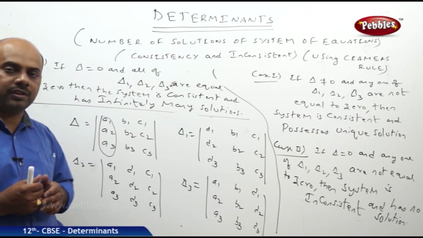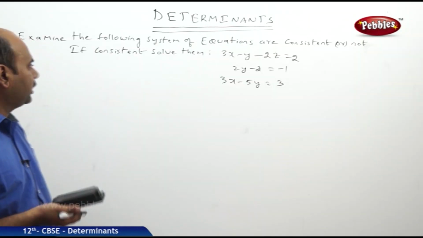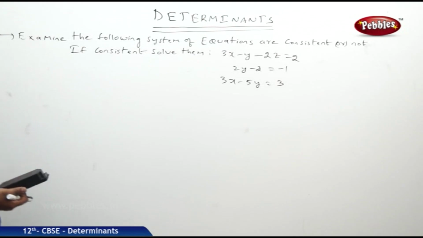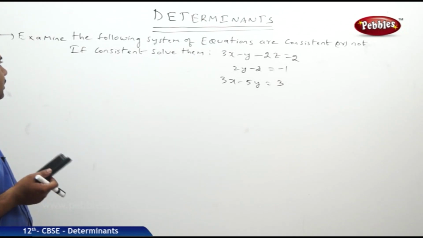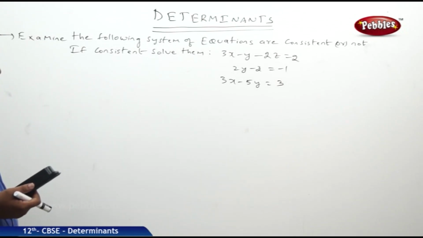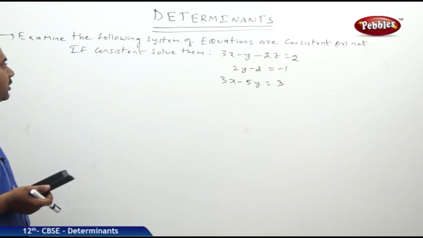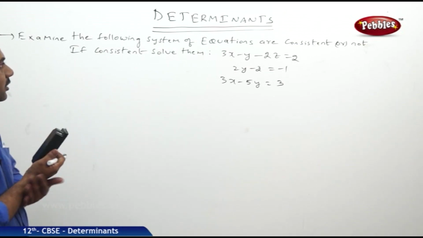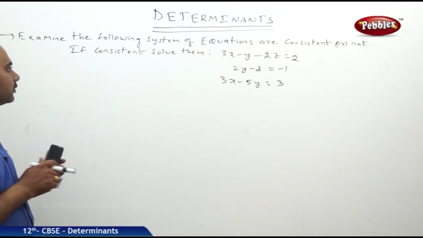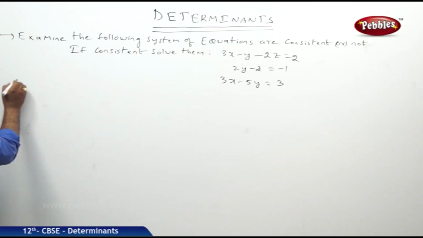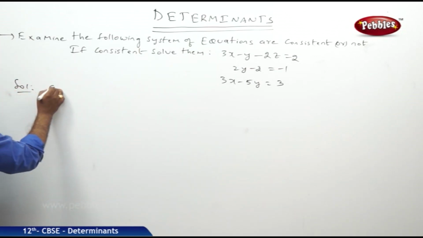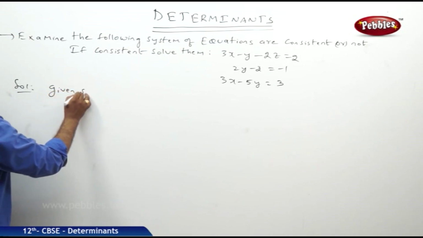Now we shall start doing a problem. Right? Now we will be solving a problem. The problem goes like this: examine whether the following system of equations is consistent or not. If consistent, we need to solve it. So we need to write the given system of equations.